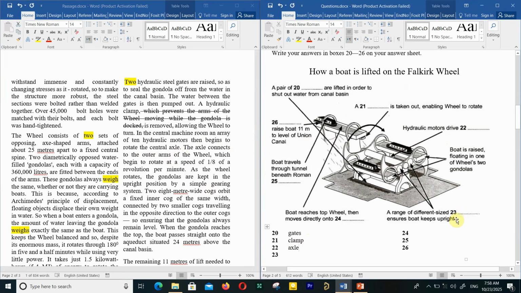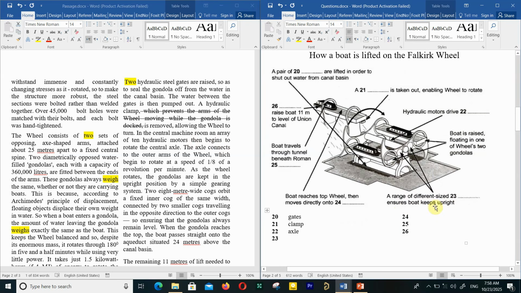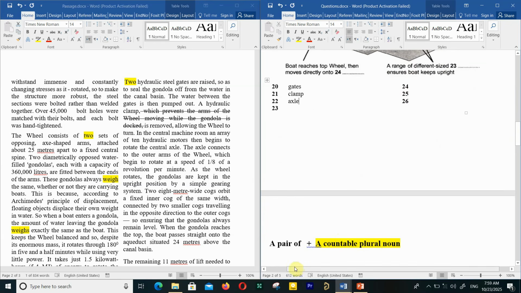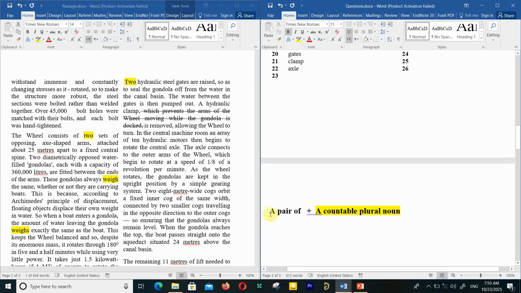So question 23, and maybe you can read this one as well and find it in the passage. Boat is raised floating in one of the wheel's two gondolas, and after that a range of different size what ensures the boat keeps upright. So again, just like "a pair of," after "a range of" we need a countable plural noun. So for "a pair of" or "a range of," we need a countable plural noun.